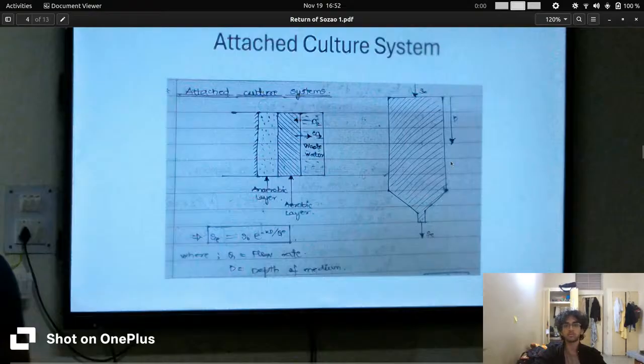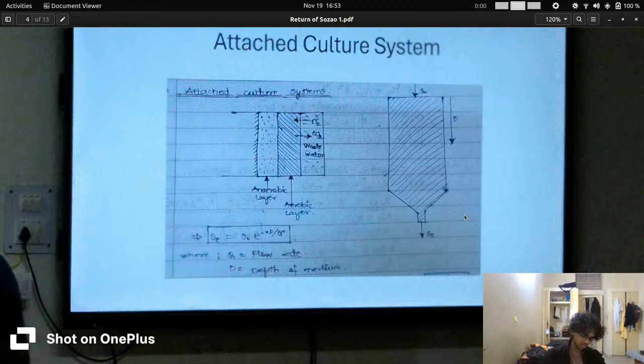Now, this is effluent, this is inlet. S naught is the BOD of entering water. Se is the BOD of the effluent. What is this? This is probably Q or the flow of water, or maybe this is the depth. So Se equals S naught e raised to power minus KD by Qn. Yep, so D is the depth. Of course, it will matter. That is the amount of time it's getting to do the treatment.